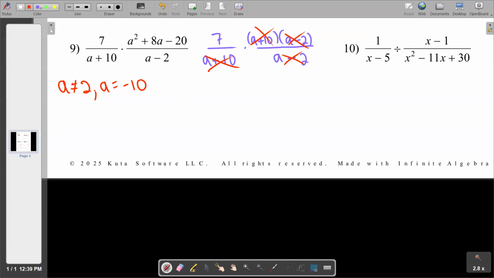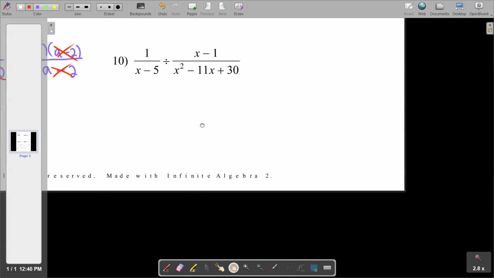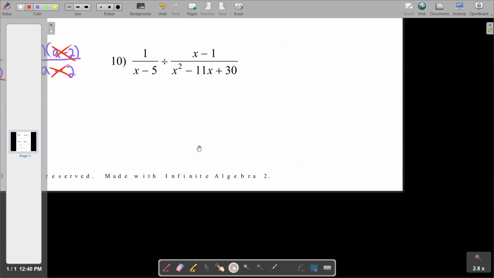What's our final answer? 7. What a beautiful answer. And that leaves us with number 10, which is a dot flopper. So we're going to go ahead and do our thing. So we have 1 over x minus 5 times, what's the top of the second fraction going to be? Minus 5 and x. Yeah. And the bottom?